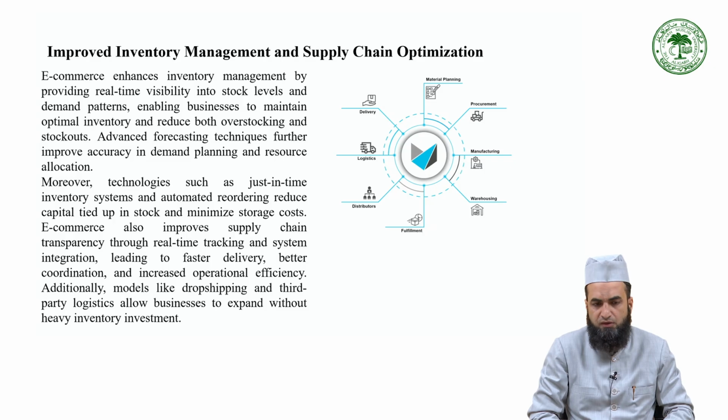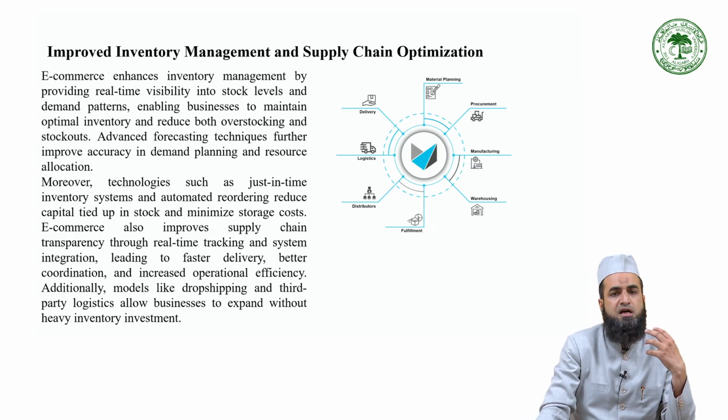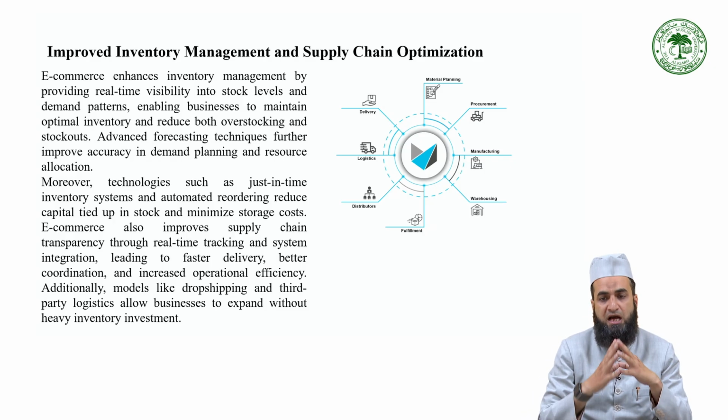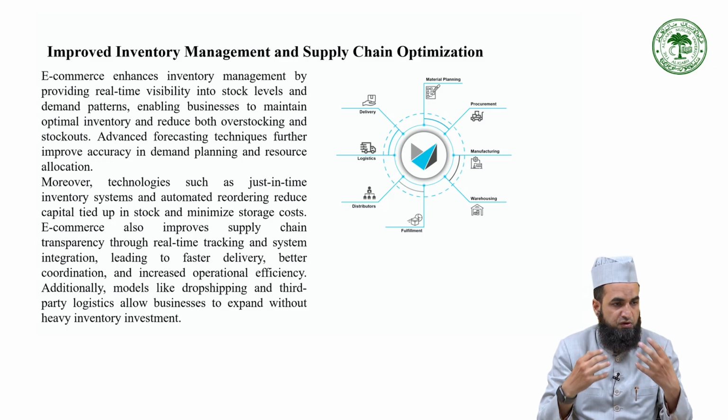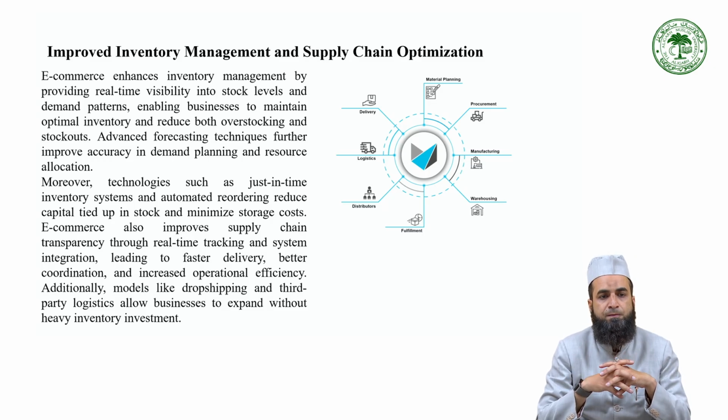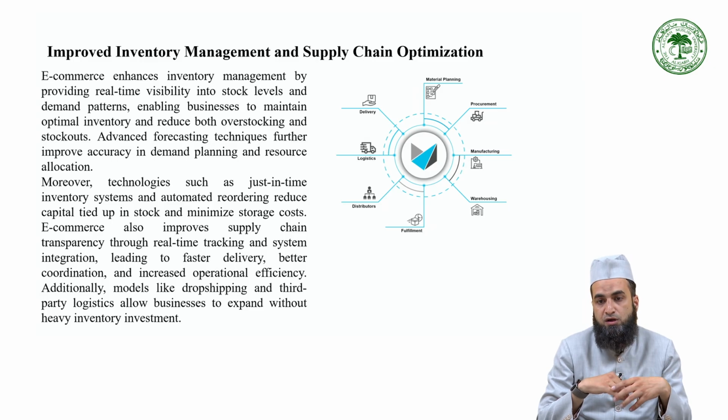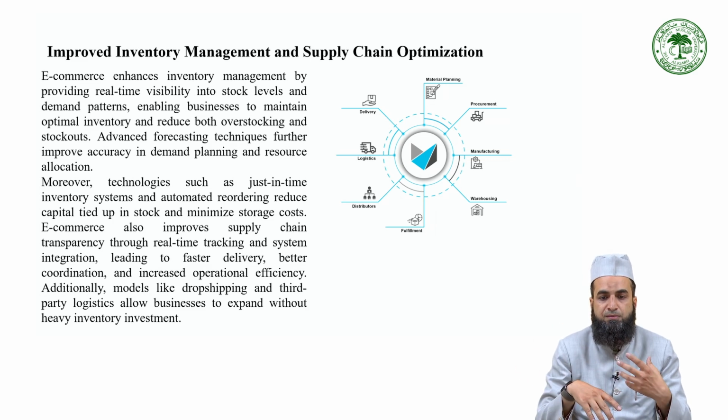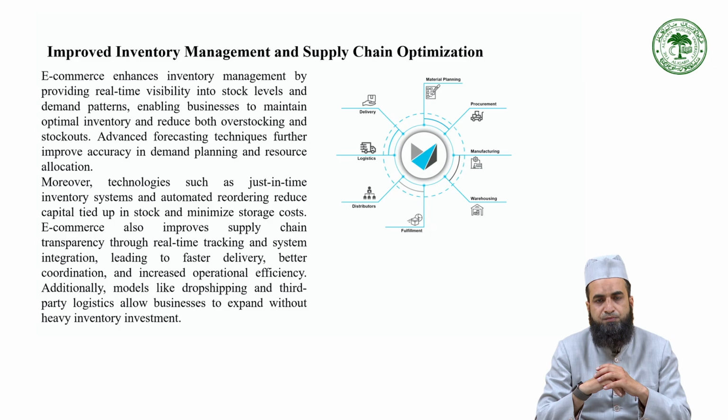Additionally, e-commerce enables supply chain transparency and coordination that was previously impossible. Businesses can track product movement from suppliers through warehouses to customers in real time, enabling faster problem identification and resolution. This visibility, combined with automated reordering systems and supplier integration through APIs, creates a more efficient, responsive supply chain.